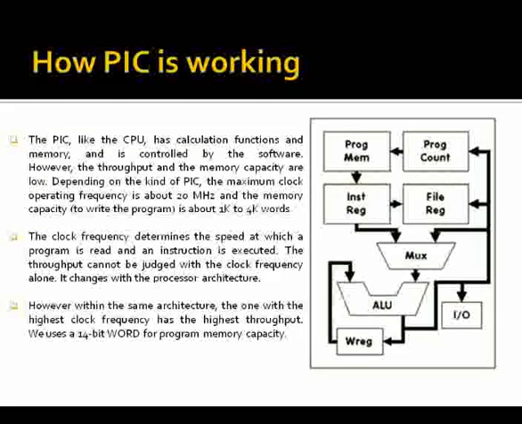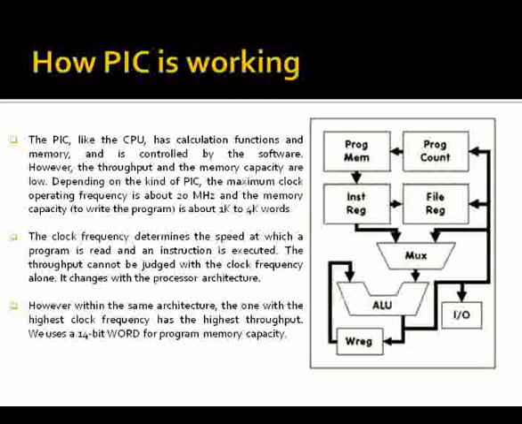How does the PIC work? The PIC, like the CPU, has calculation functions and memory and is controlled by the software. However, the throughput and the memory capacity are low. Depending on the kind of PIC, the clock operating frequency is about 20 MHz and the memory capacity is about 1 kilo to 4 kilo.